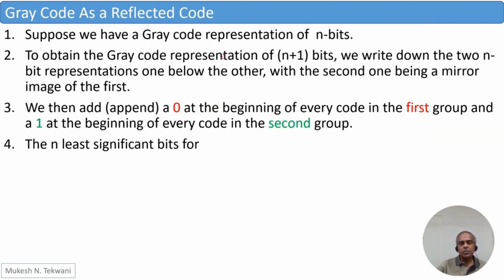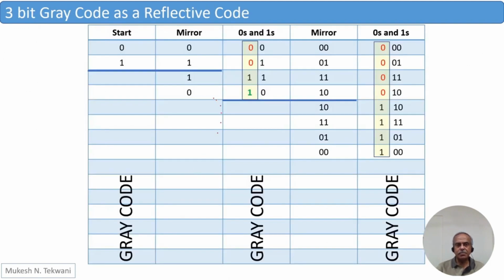Now, supposing we have a gray code representation of n bits. This n may be, for example, 4 bits. To obtain the gray code representation for a larger number of bits, say n plus 1 bits, we will write down the two n-bit representations one below the other. We'll see this in the example, and we will append a 0 at the beginning of every code in the first group, and we'll append a 1 at the beginning of every code in the second group, right? And the least significant bits we'll have here.